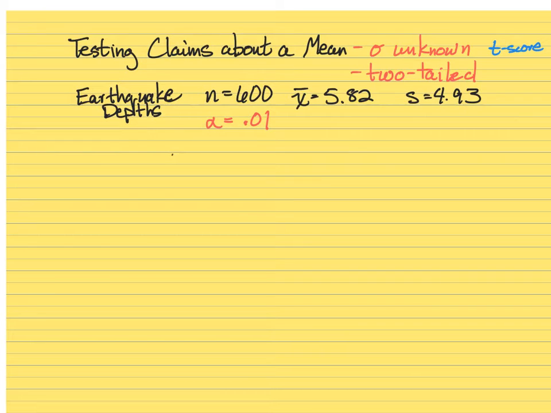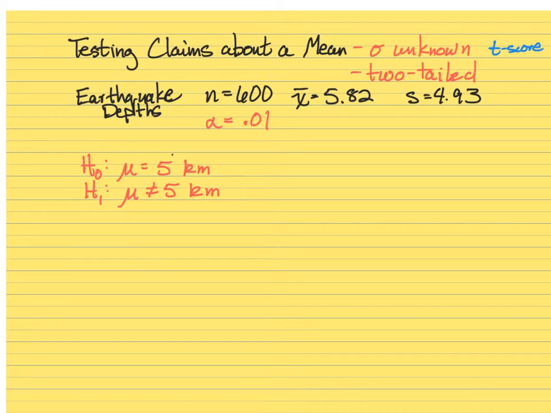So what we're looking at is the depths of earthquakes. The null hypothesis is this: that the average depth of earthquakes is 5 kilometers. But we're not sure that's correct. And so our alternative hypothesis is that it is not equal to 5. We don't know if it's more than 5 or if it's less than 5, but we think it is not. We just don't think it's 5.